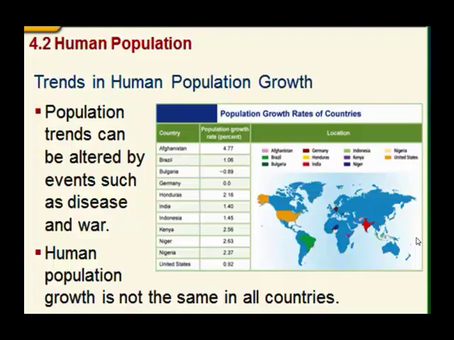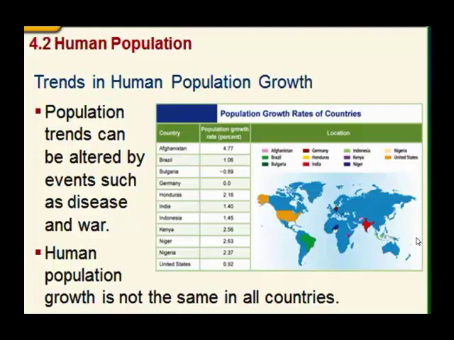Now let's turn our attention to Honduras. Honduras is a yellow country in South America, and Honduras's growth rate is 2.16. So per 1,000 people in Honduras, they have 30 births compared to only 7 deaths. So 30 births compared to only 7 deaths per 1,000 people gives them a 2.16% growth rate.